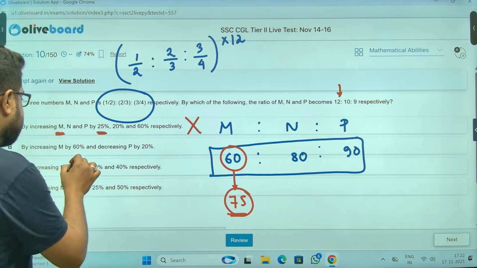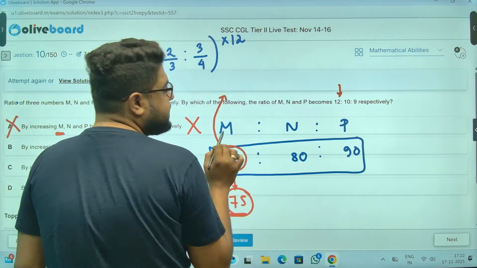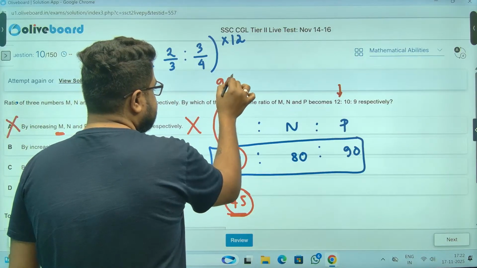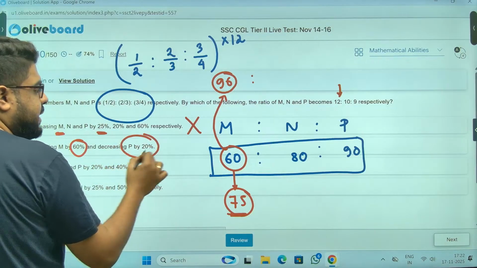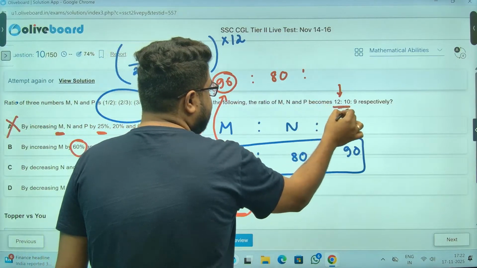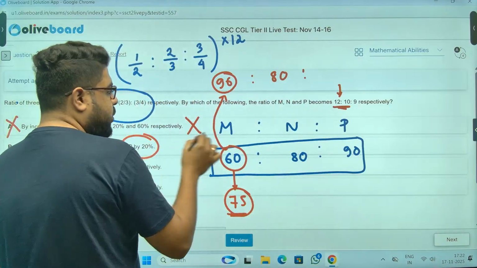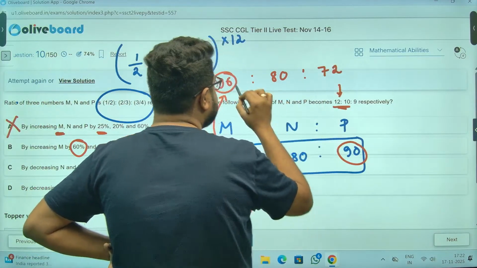B, increasing M by 60%. So if I do that, 60% means 6 sixes are 36, so it will become 96. Acha, N, decreasing P by 20. Acha, that means N is constant. N is 80. I can see this 12 and 10 ratio aa gaya, sir, already. 20%, 9 twos are 18 less. 18 less means 72. This is the answer.